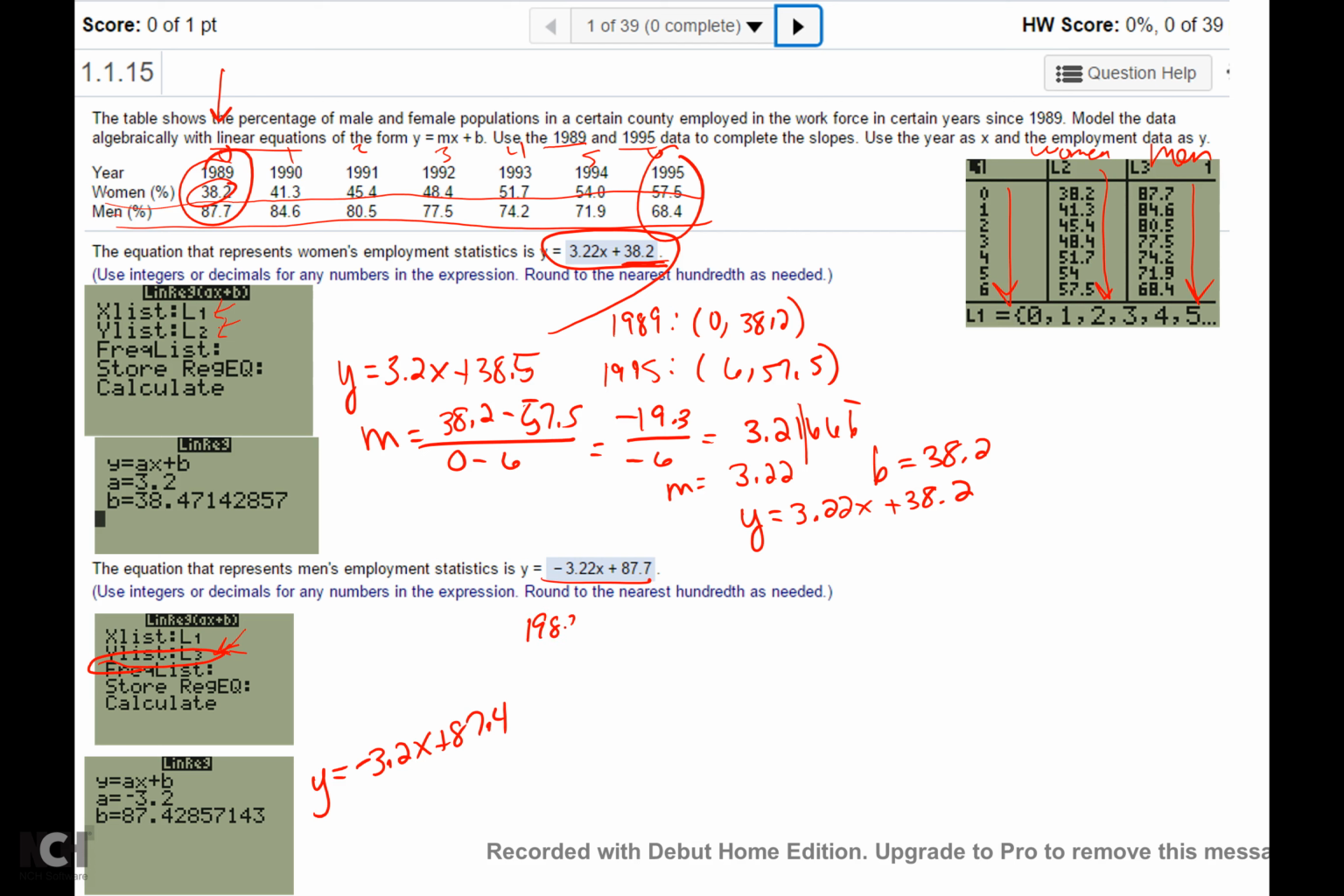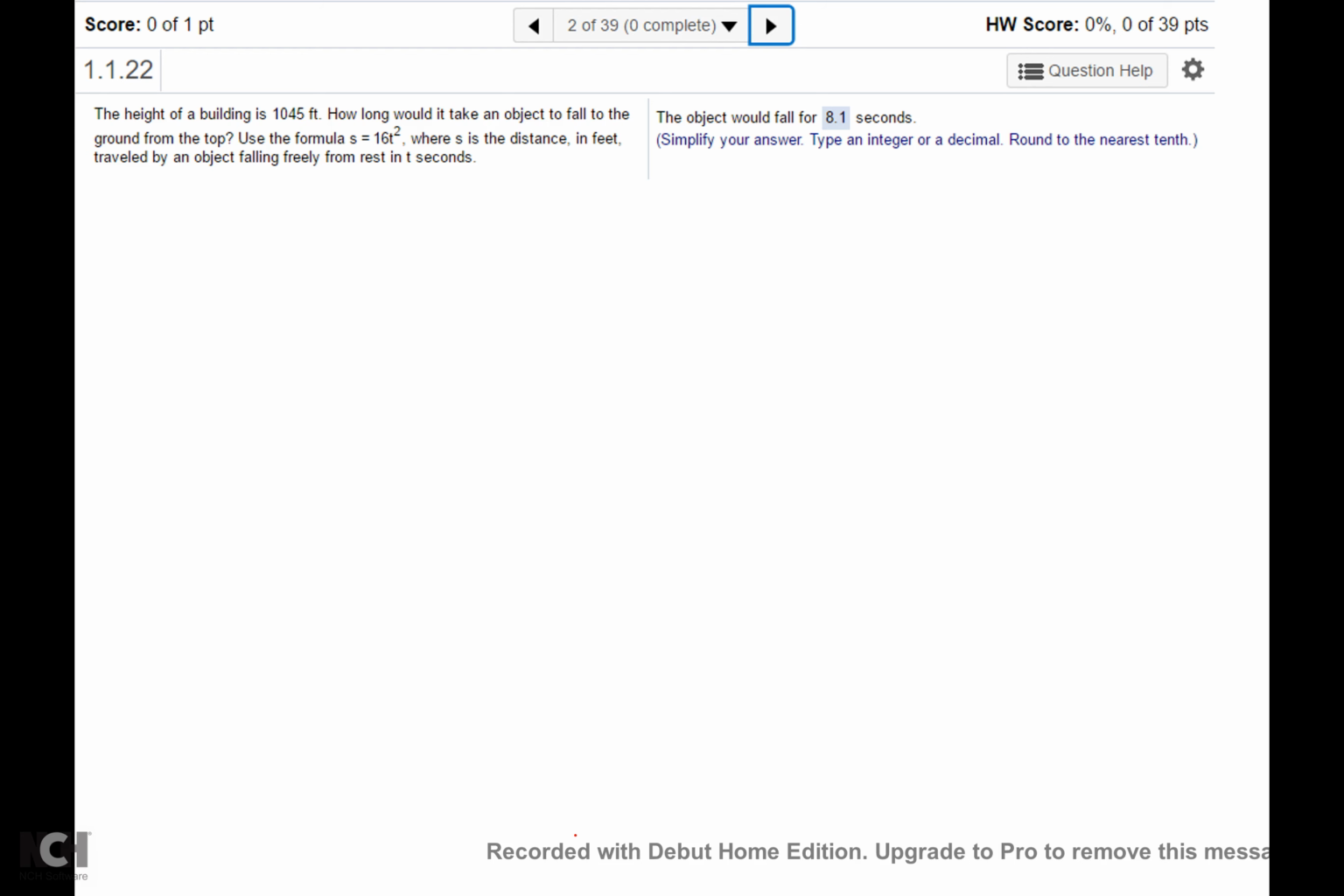So for 1989 and men, my ordered pair would be 0, 87.7. And for 1995, my ordered pair would be 6, 68.4. So if I calculate my slope, it's going to be y2 minus y1 over x2 minus x1. Wait a second, what did I do? Oh, okay. I did this minus this. No, I did this y minus this y, so I've got to do 6 minus 0. Yeah, you're right.